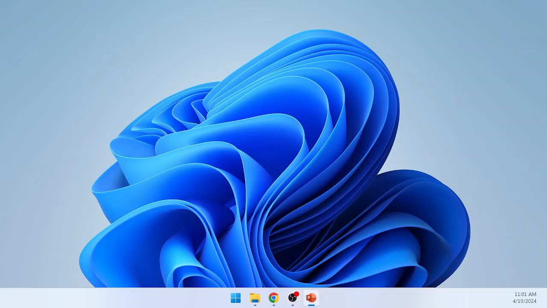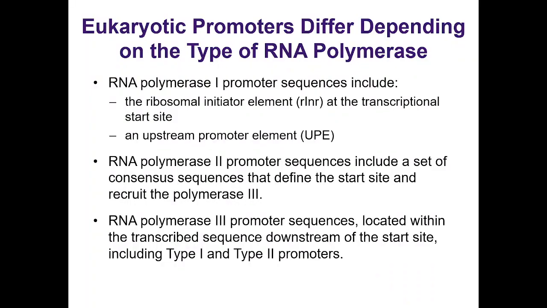Okay, so 29. We're on the RNA, the creation of RNA and the different RNA polymerases. So the eukaryotic promoters are going to differ depending on the type of RNA polymerase.